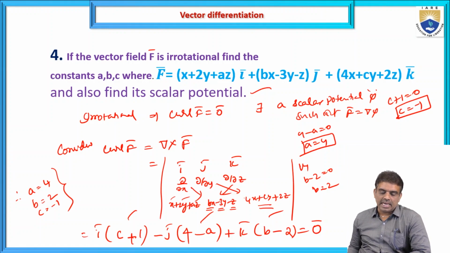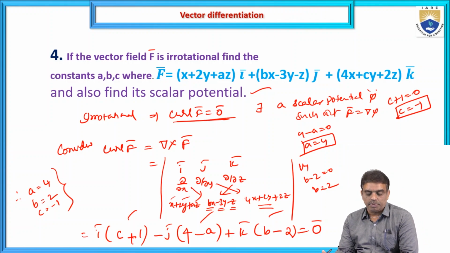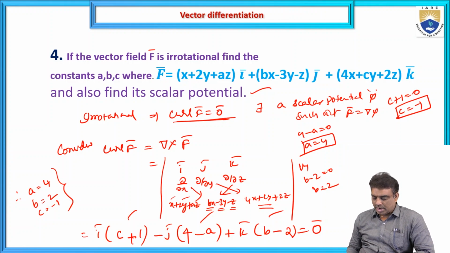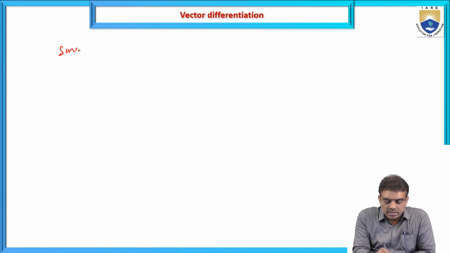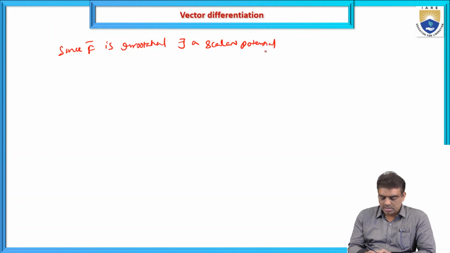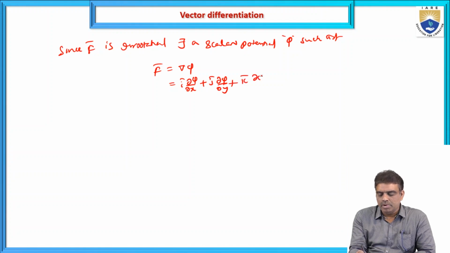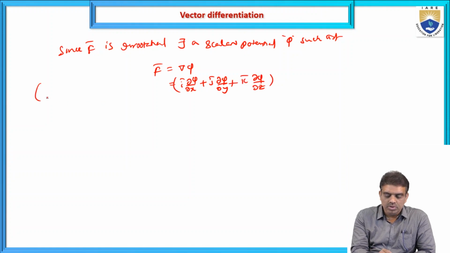And also find its scalar potential. Whenever curl f bar is equal to 0 bar, in that case there exists a scalar potential phi such that f bar is equal to grad phi, right? Since f bar is irrotational, there exists a scalar potential phi such that f bar is equal to grad phi. So that is i bar dou phi by dou x plus j bar dou phi by dou y plus k bar dou phi by dou z is equal to, what is f bar?